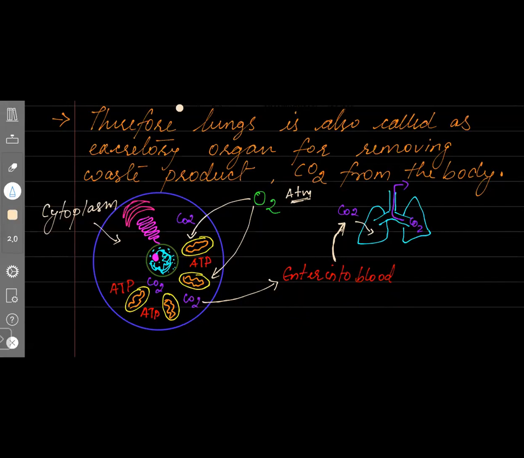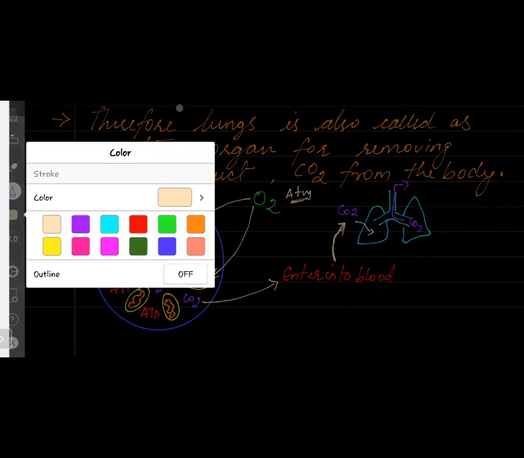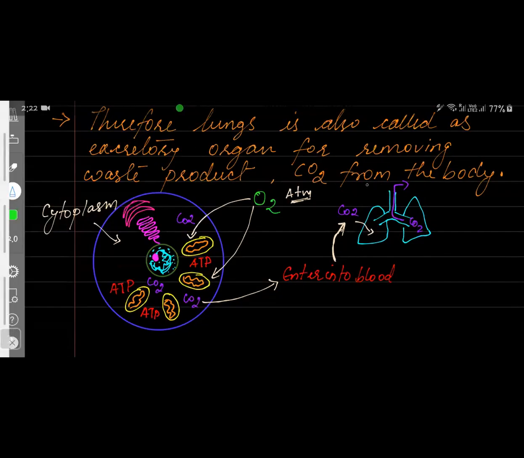Once again I will tell, in lungs the O2 comes, as you can see in the O2 path. O2 will travel in the lungs like this, and it will go in this way to the cell, and it will be used to form ATP, and they will also produce carbon dioxide. Carbon dioxide will enter into the blood circulation, and then it will come to the lungs, and then it will go out.